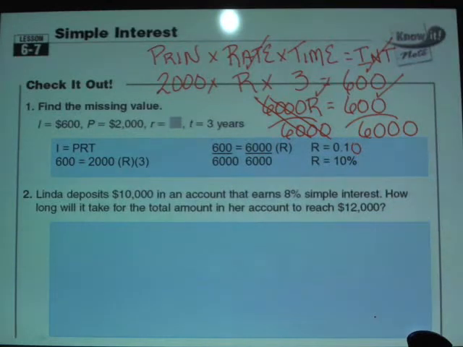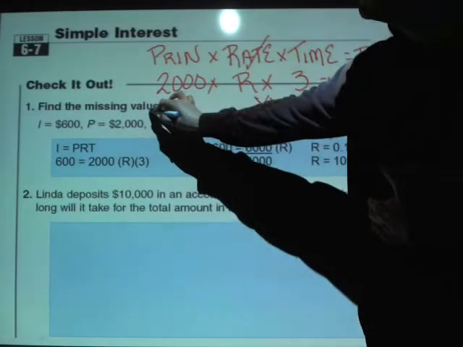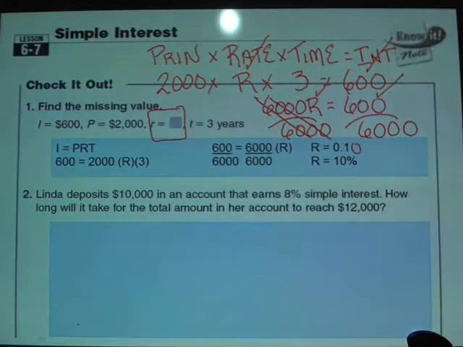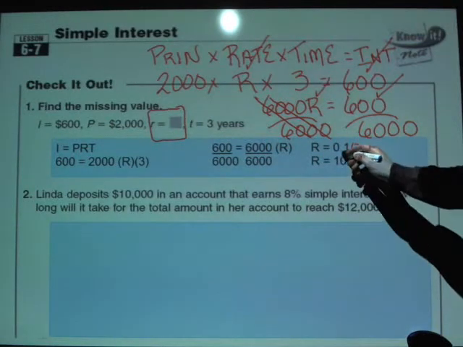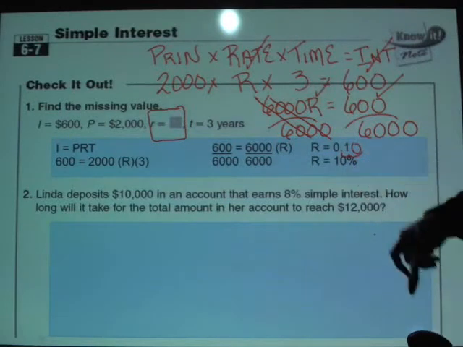for you. Remember, I'm not done here in this particular question because I'm finding R. R always has to be a percentage. So now I want to change this into a percentage. How do I do that? Change a decimal to a percent. You move the decimal 2 times to the right and add a percent sign. So I go ahead and do that, and that changes this into 10%.